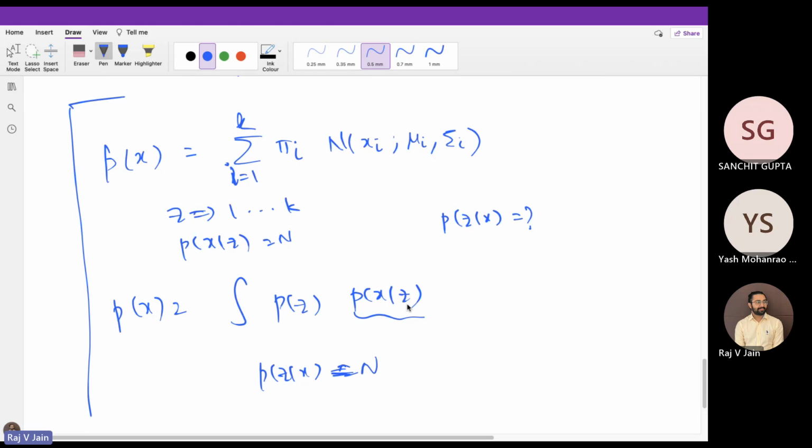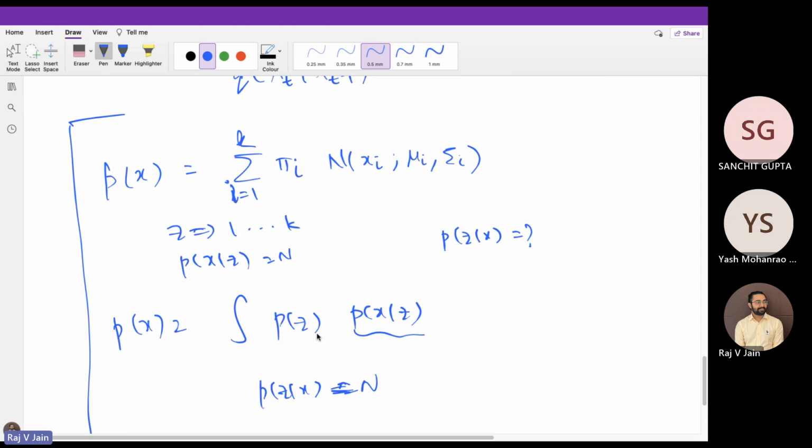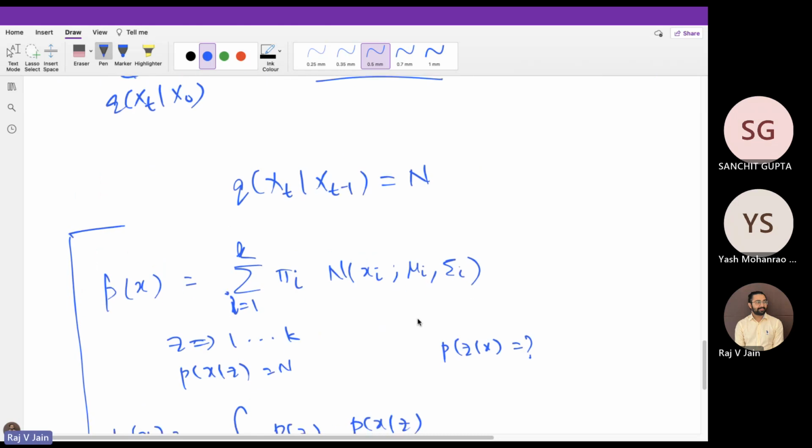Otherwise, if P of X given Z is Gaussian and P of X is Gaussian, then P of Z given X is Gaussian. But how does it apply here? Because Q of xt is not Gaussian, right? Q of xt is not Gaussian. That much is very clear. That is correct, right?